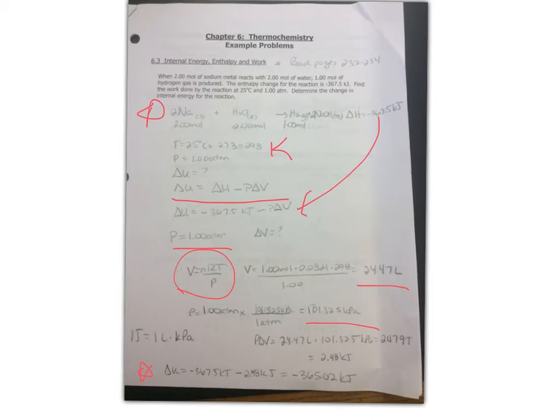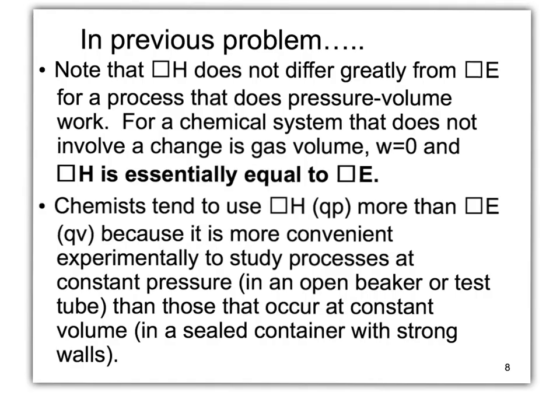Make note of two of my answers here. The delta U, negative 365.02 kilojoules, and the delta H, negative 367.5 kilojoules, and how close they are. As we talked about in the previous problem, delta E and delta H are very, very similar. Remember, delta E and delta U are the same thing. So this is the case for a system that doesn't involve change in gas volume and our work is 0. So essentially, delta H is equal to delta E, or delta U. So chemists tend to use delta H more frequently because it's very convenient to study processes at constant pressure. An example, something going on in an open beaker, an open test tube, rather than trying to make a sealed container for it.